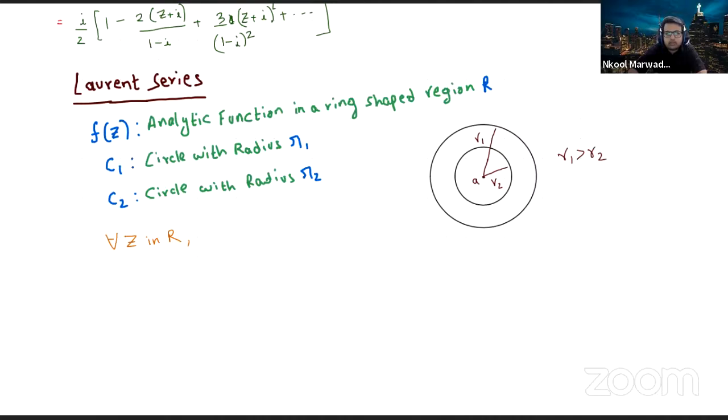f(z) is equal to a0 plus a1 (z minus a) plus a2 (z minus a) square plus dot dot, plus b1 upon (z minus a), plus b2 upon (z minus a) square, and so on.